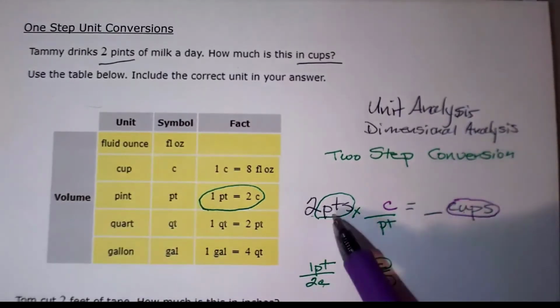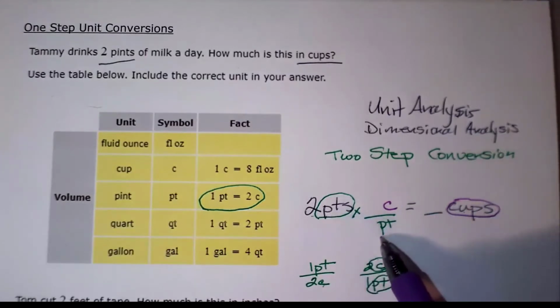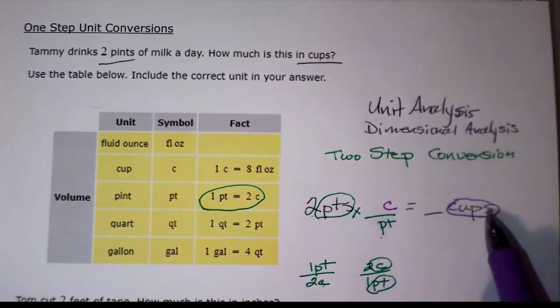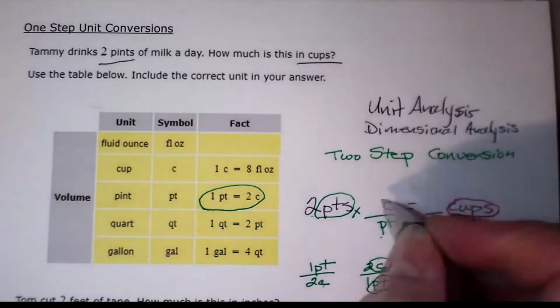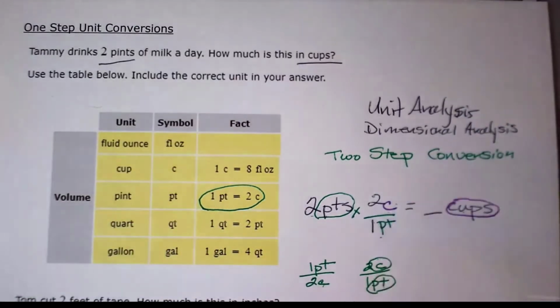So because I'm moving from pints, the pints is going to go on the bottom. I'm going to cups, cups is going to go on top. And then I pick the one that matches. 2 cups equals 1 pint.